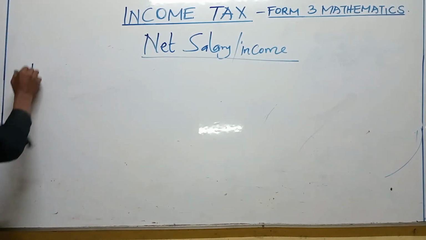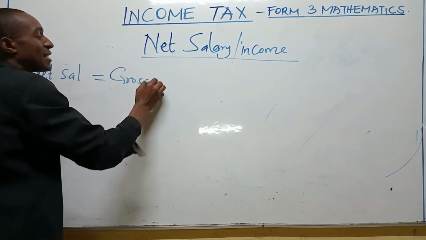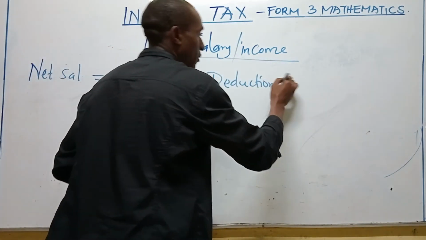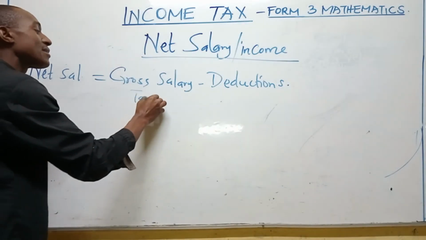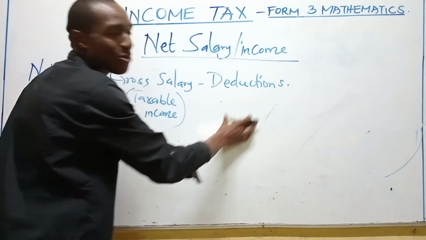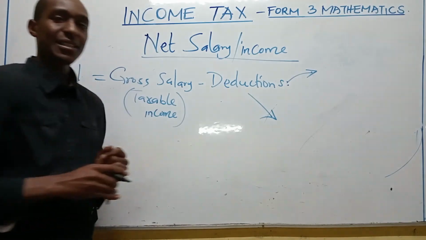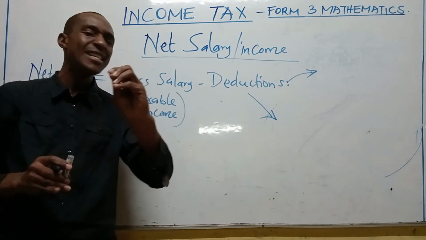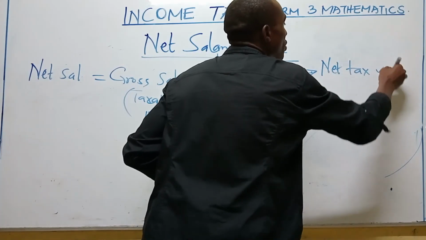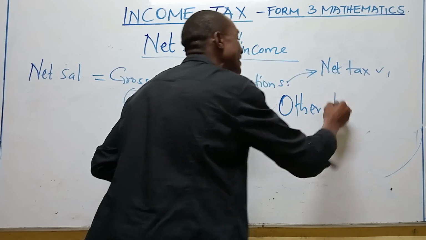The formula for net salary is net salary is equal to gross salary minus deductions. Gross salary is what we say taxable income. So taxable income minus deductions. Now, the very last part: deductions, which ones are these? Deductions are divided into two. There is one deduction that is a must, and that deduction is what we call net tax. That is deduction number one. The rest of the deductions, we categorize them as other deductions.